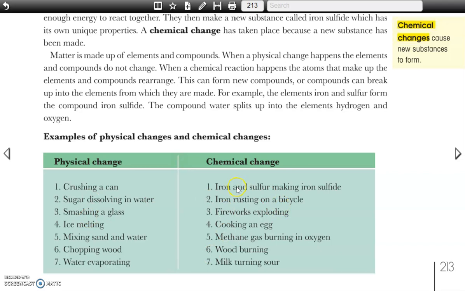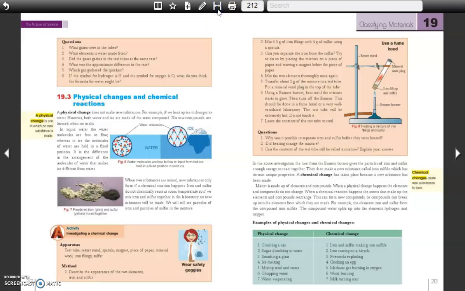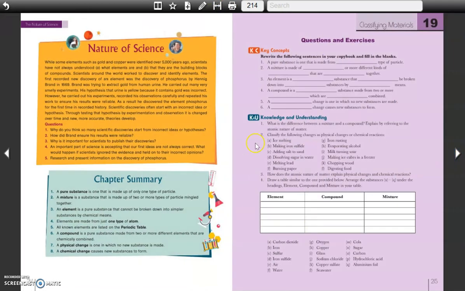Chemical changes are where you take two elements, combine them together, and you get a completely different substance. So you put iron and sulfur together, you get iron sulfide. We would have done that in school if we were in school. Iron rusting on a bicycle, so even an iron nail, if it's iron, turns into iron oxide, a total new substance. Fireworks exploding, coal or wood or turf burning, cooking an egg, you're changing the protein in it. So all of those things are examples of chemical changes. So just to be aware, I suppose, the difference between chemical changes and physical changes. Okay, and that's kind of the chapter, right?